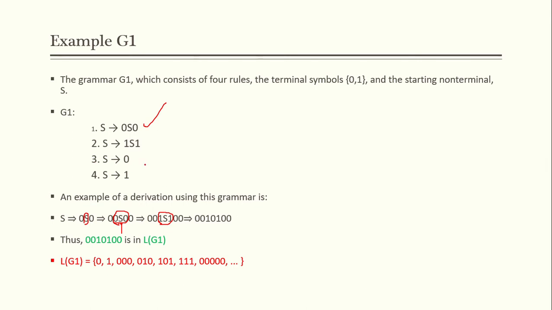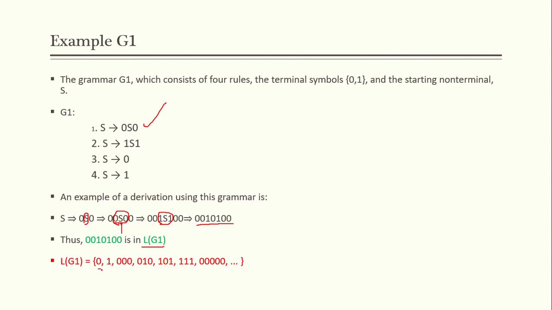In this case, the terminals are 0 and 1. The one that is not a terminal is a non-terminal. So the terminals are 0 and 1, which means S is a non-terminal. You need to derive your grammar until all of it is terminal symbols. So 0, 0, 1, 0, 1, 0, 0, all are terminals. So we say that 0010100 is a string in the language of grammar G1. This is only one of the strings derived from this grammar. There are a lot more.